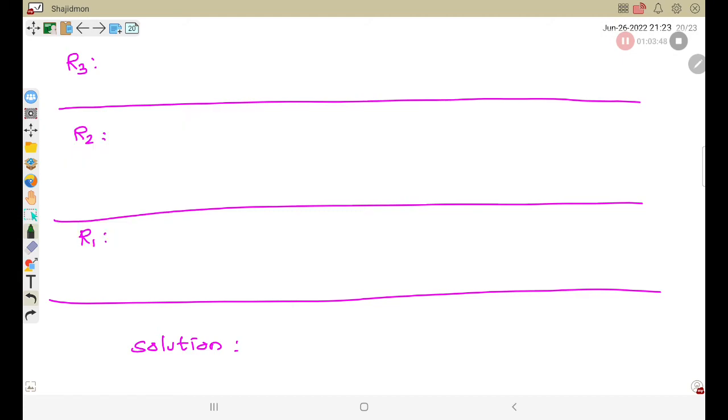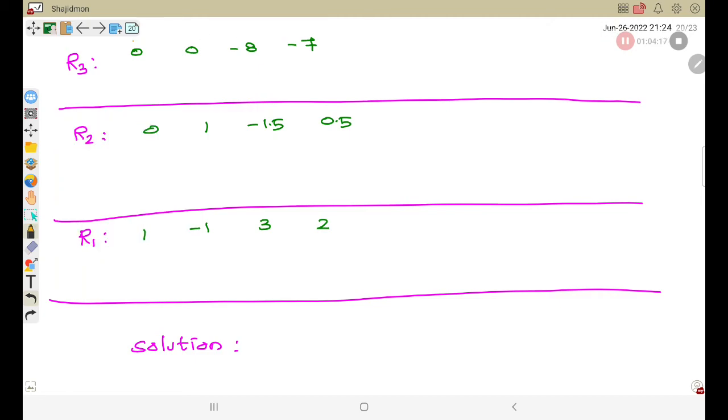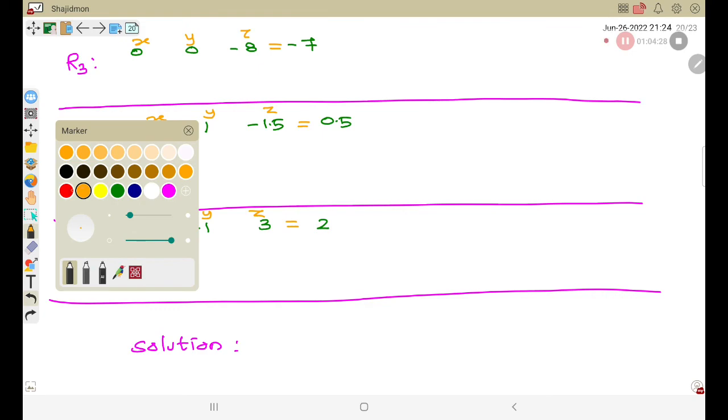Okay, so what is the third row we are getting? 0, 0, minus 8 and minus 7. What is the second row? We are getting 0, 1, minus 1.5, 0.5. What is the first row we are getting? 1, minus 1, 3 and 2. Okay. Now start the back substitution. This is x, y, z, right side number. Here also same. Change into equation.